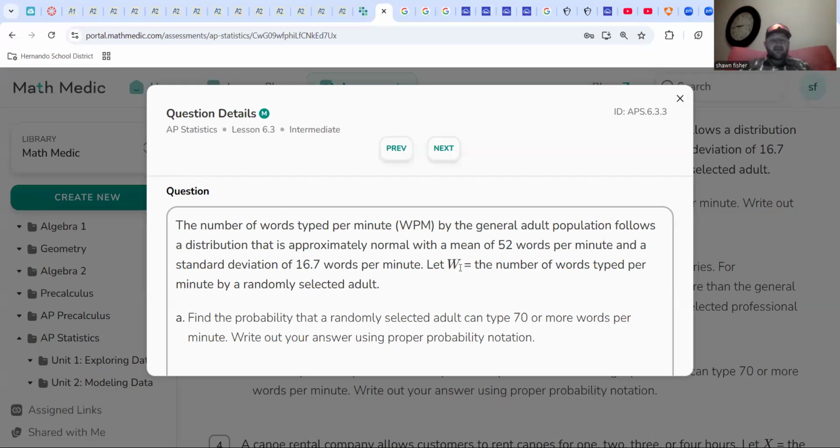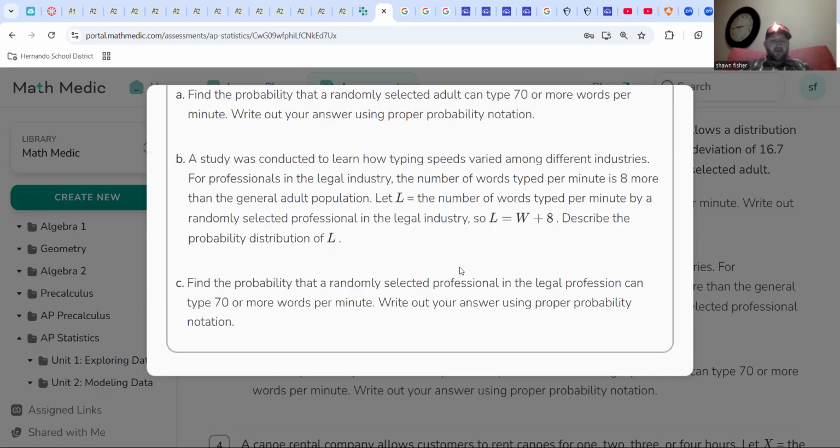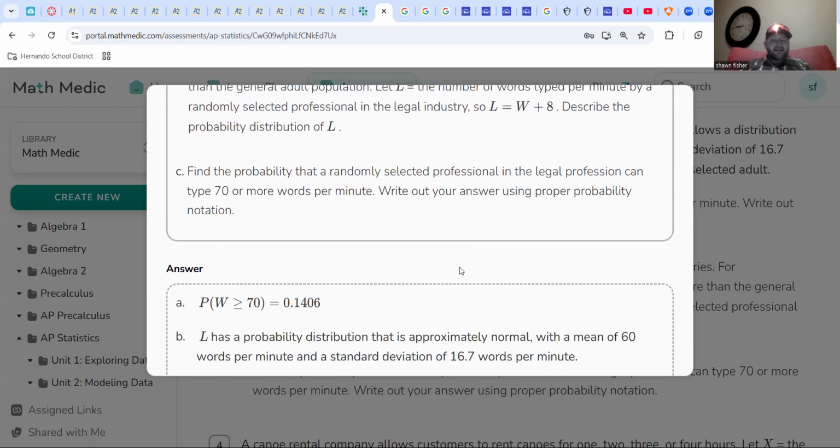Let's check our answer key. Make sure that's right. This is part B. Let's see. L has a distribution that's approximately normal. Yes, shape stays the same. I forgot to mention that. The whole probability distribution has a mean of 60 words per minute, standard deviation, give or take 16.7. Very nice.